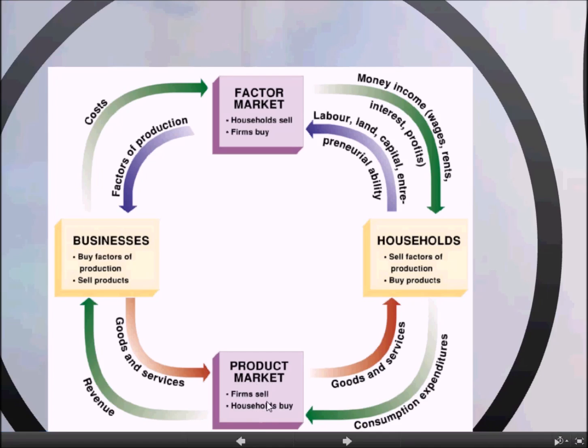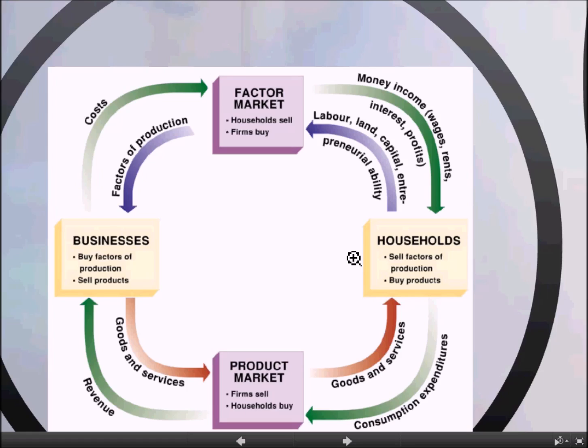Now when the product market gets the money which is provided by the households, they provide it to the firms, that is business, and that is revenue for the business. And again business spends this money to purchase the inputs from the factor market. So again there is a circular flow.